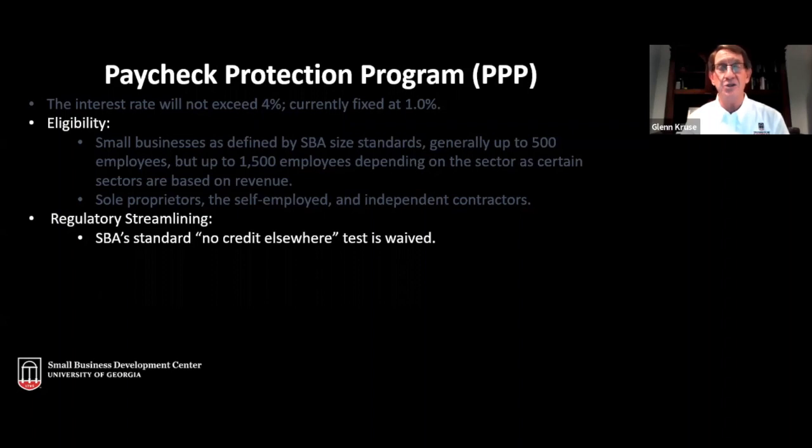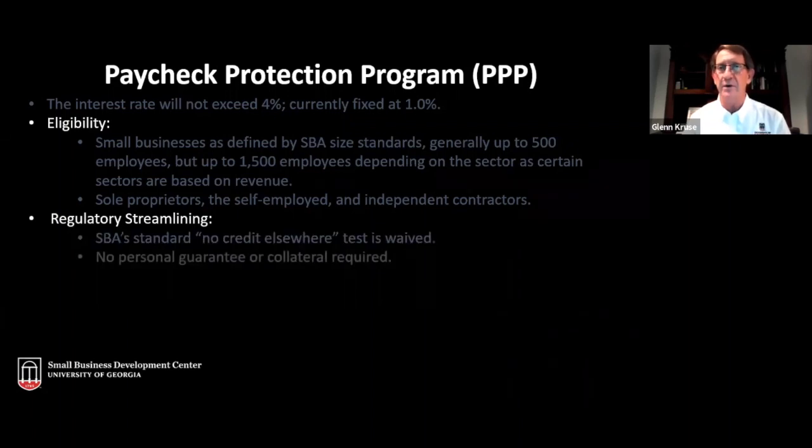So even if in the past you might have been not eligible for SBA 7A loans because you actually had good credit and your business was bankable, if you will, at the commercial level, you can take advantage of this program because that no credit elsewhere test is waived. I'll come back on why some of these bullet points are important. No personal guarantee or collateral is required. This, again, is a huge change. No personal guarantees or collateral will be required by the borrower.